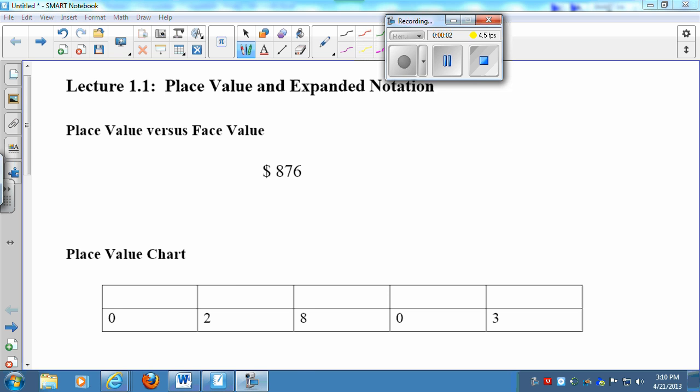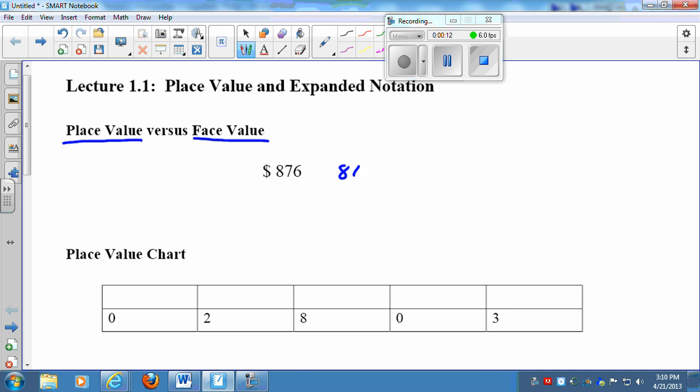In mathematics, we like to call a number by its place value versus its face value. For example, the number listed here, 876. That is its place value. We say each digit in its place. A face value would just be saying "8-7-6."